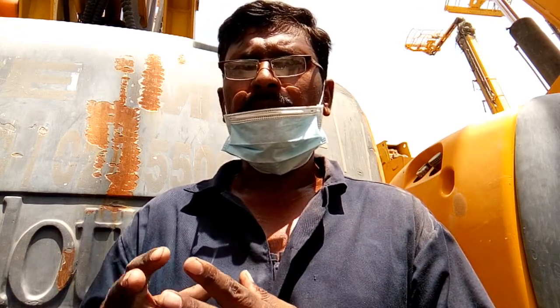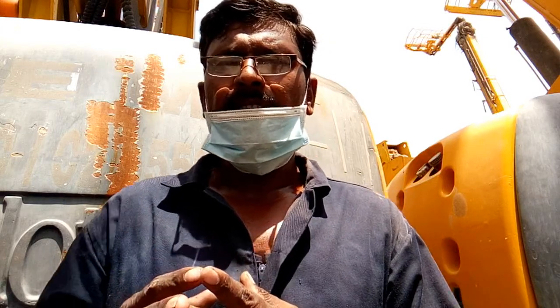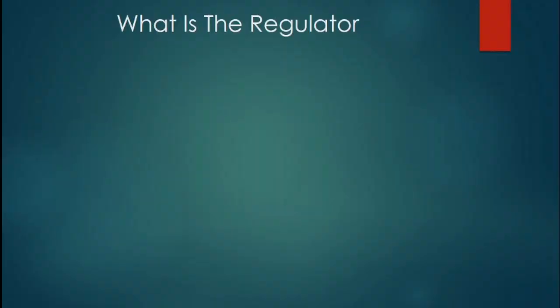And at the end of the video, it is important for you to know how we can also identify the main points of the regulator. The regulator has three points here: D plus, D minus and DF. The information which I am giving you about the regulator, you have never heard before.